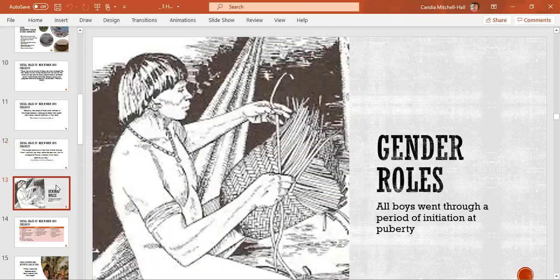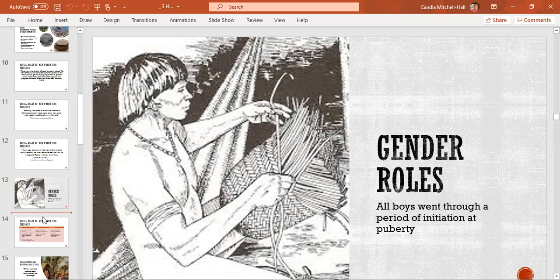Another thing we need to know with gender roles is that Kalinago societies were built on war, in which they were always at battle. The males went through a period of initiation at puberty. Once they reached puberty, they were taught how to go and fight.